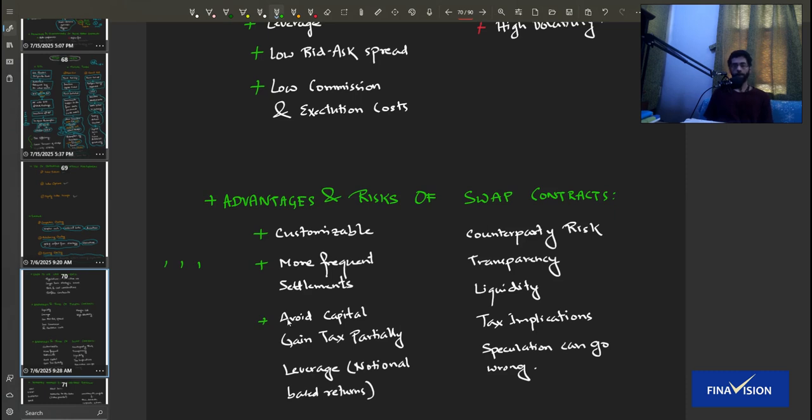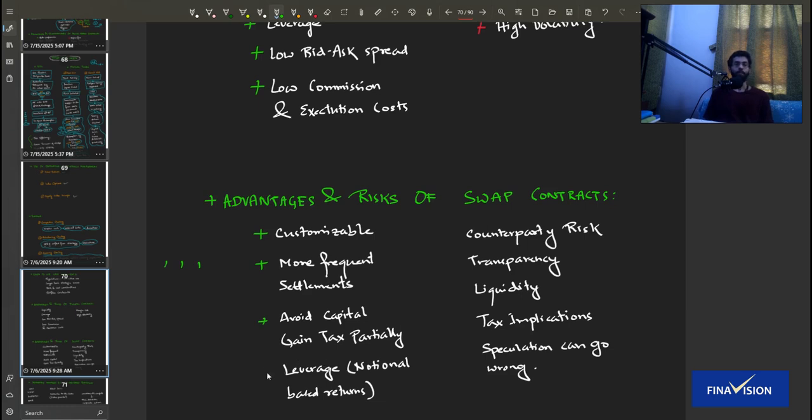Why is this so? Because positions are not sold directly. We are taking an overlay as a swap contract, and as such we are actually avoiding capital gains tax. Why partially? Because eventually the holdings may have to be sold or adjusted in the long run, which means capital gains tax will have to be incurred.